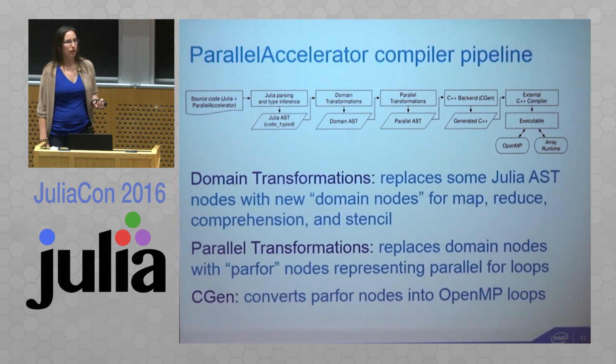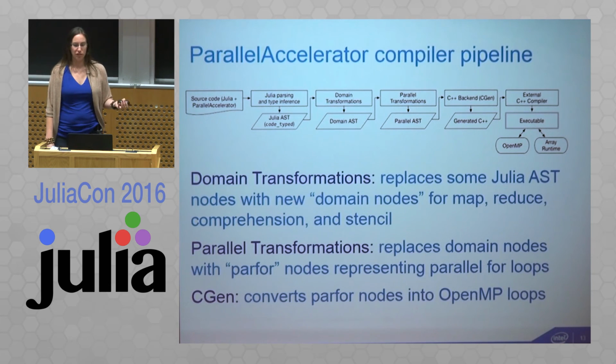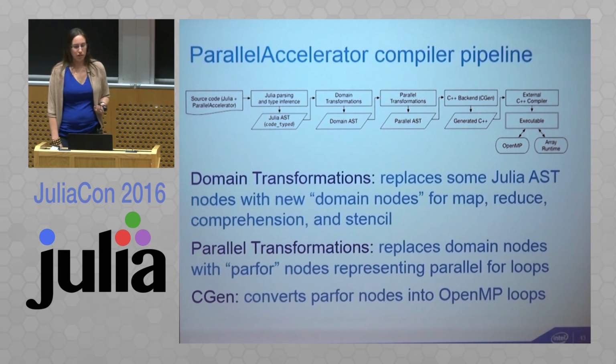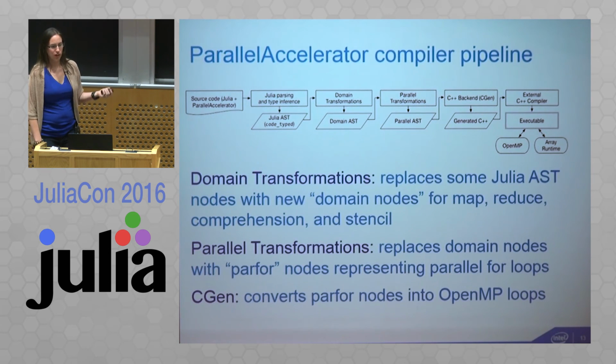And then there's what we call the parallel transformations phase, which replaces domain nodes with what we call par4 nodes, each of which represents one or more parallel nested for loops. Loop fusion also happens at that stage. And finally, we hand all this off to our code generation pass, cgen, which converts par4 nodes into OpenMP loops.